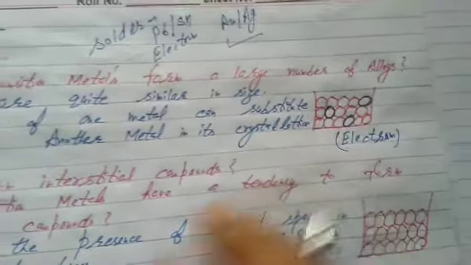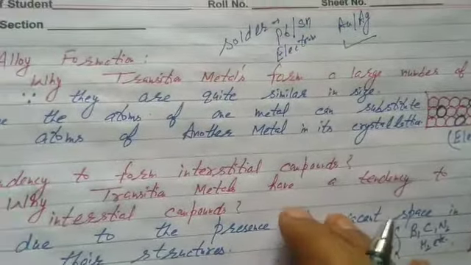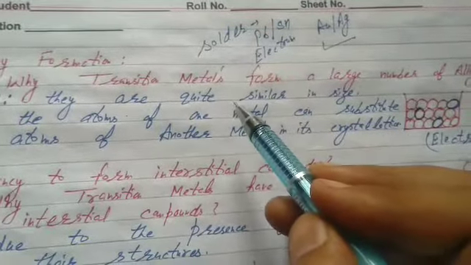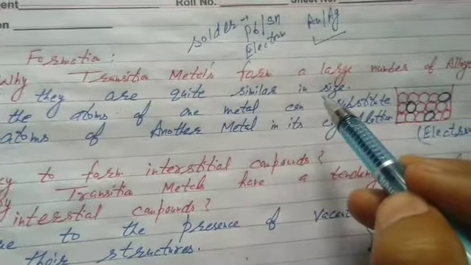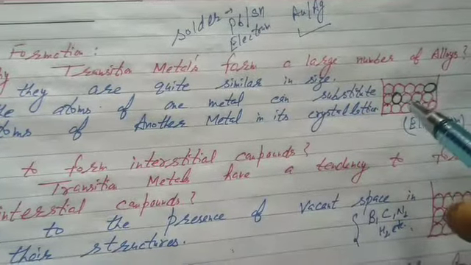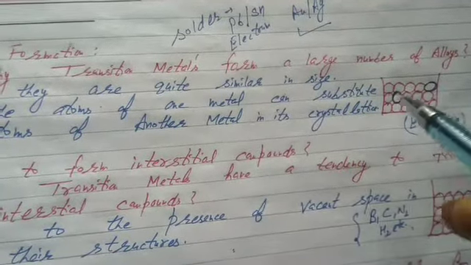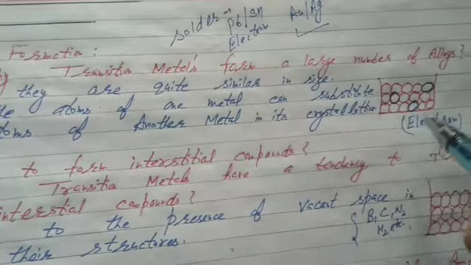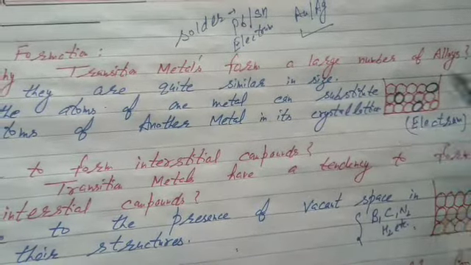Why do transition metals form a large number of alloys? Students, you have to mention the key point: because they are quite similar in size, hence atoms of one metal can substitute the atoms of another metal in its crystal lattice. Thus, on cooling a mixture solution of two or more transition metals, solid alloys are formed.